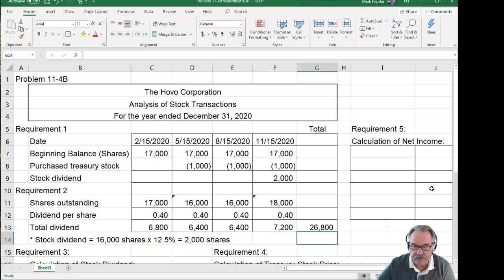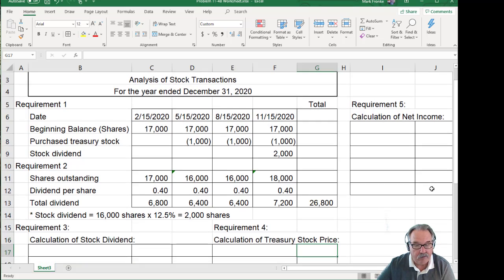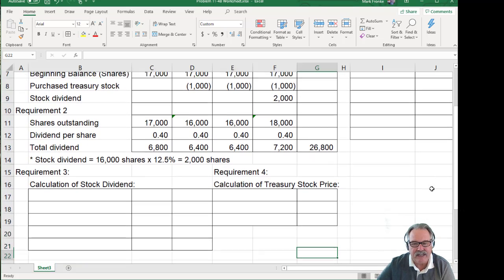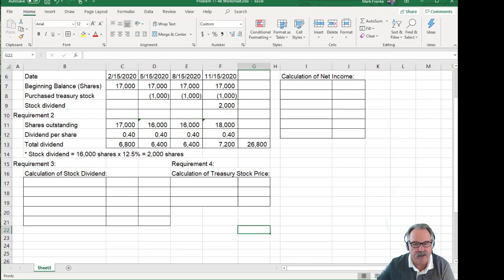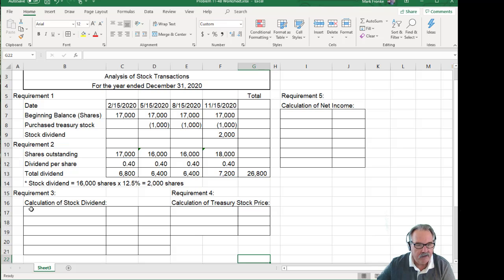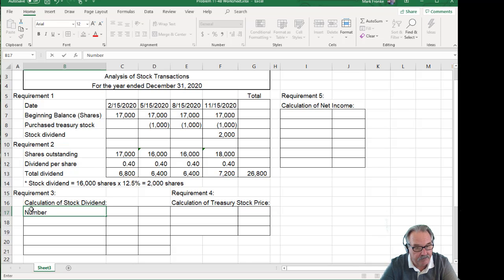Then they've asked us to figure out how much is the capitalization, and I'll just make this smaller so we can still see what's up above. Calculation of the stock dividend. So we had the number of shares. This is requirement number 3.